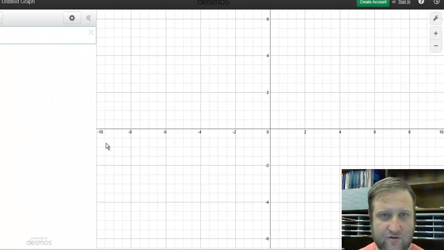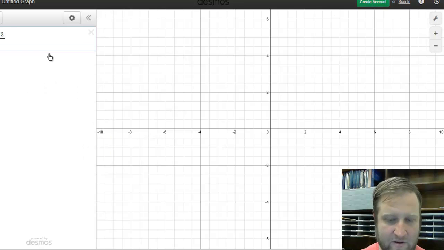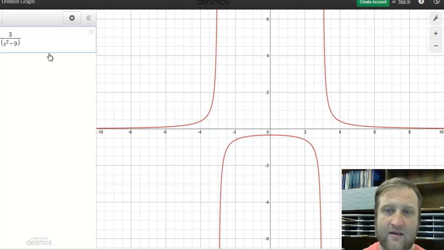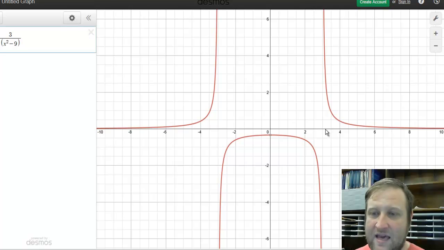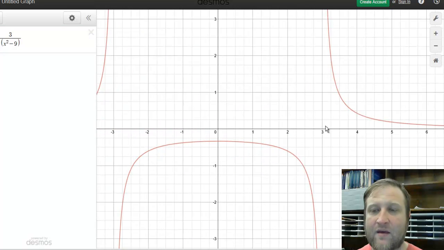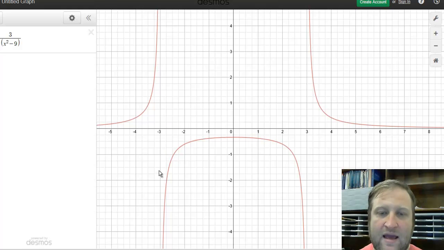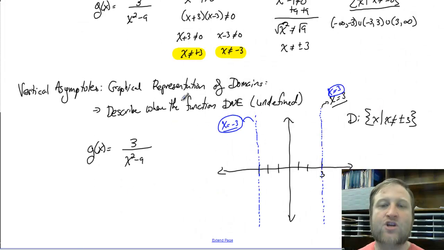Notice here I want to graph the original function that I had, 3 over x squared minus 9, so I'm just going to type 3 divided by x raised to the second power, over minus 9. And notice when I graph this, even though we don't see a vertical line drawn here, I promise you that there is a vertical asymptote at the line x equals positive 3, and another vertical asymptote at negative 3. So vertical asymptotes have a strong correlation to domains.